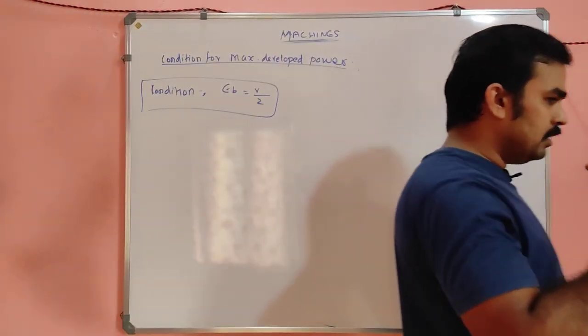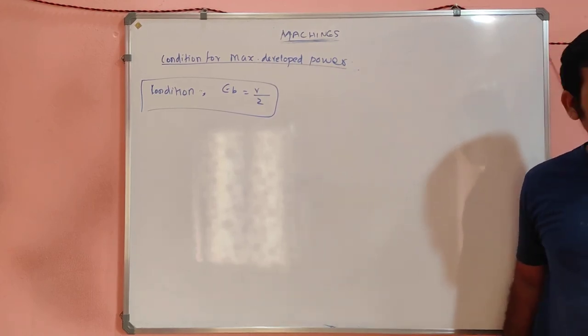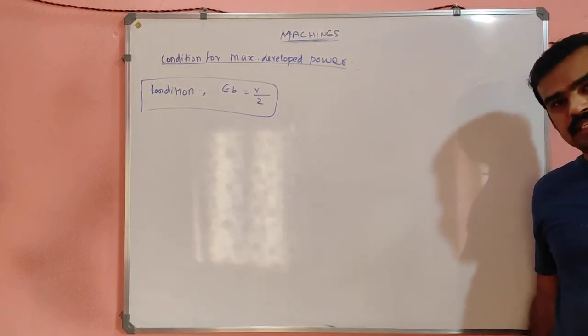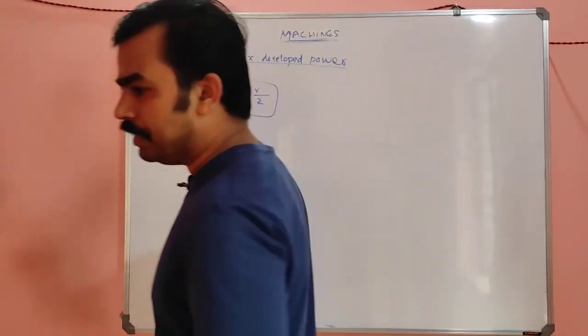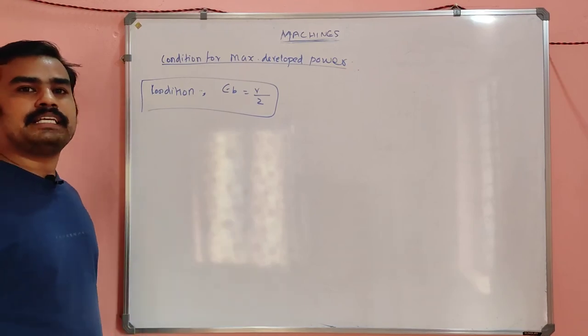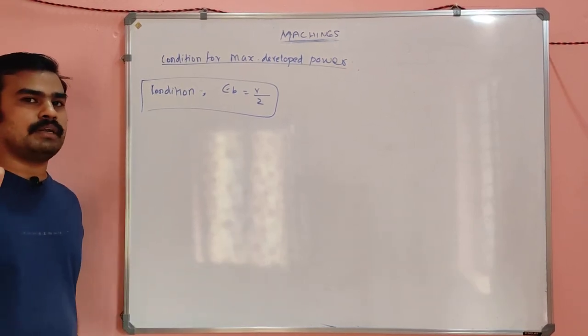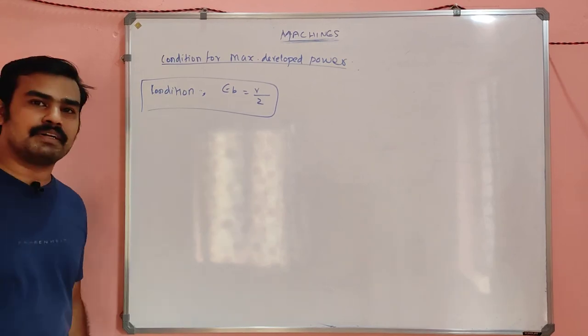So when a DC motor develops maximum power, whether it is a shunt motor, a series motor, or any type of DC motor, my dear, the condition is Eb is equal to V by 2. When the back EMF is half of the applied voltage, at that point only it will generate maximum power, okay?